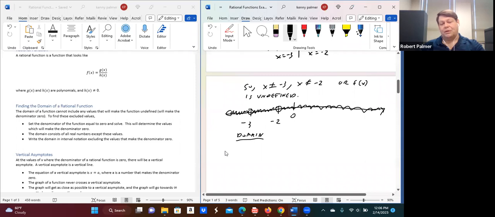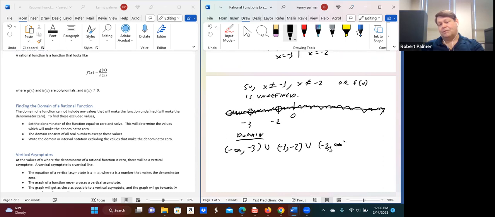But our domain, this interval, is -infinity to -3, with -3 not included. Then the union of that from -3 to -2, neither one included either. And then once again, the union of this interval from -2 to infinity, and once again, -2 is not included. So that's our domain in this case. Okay, so that's how we find the domain.